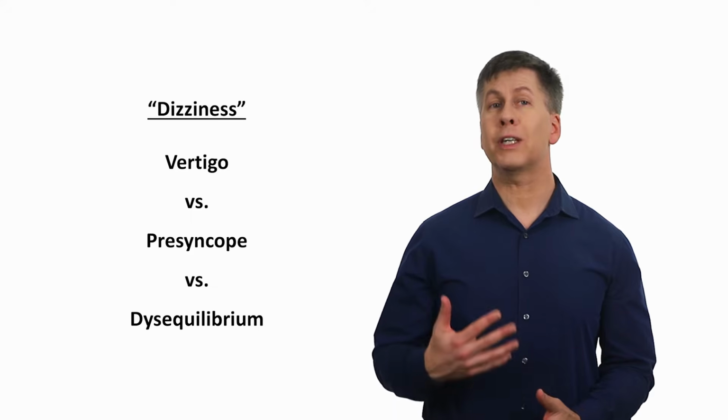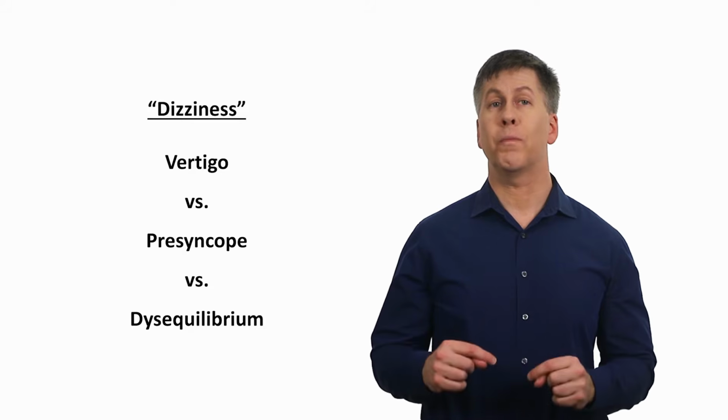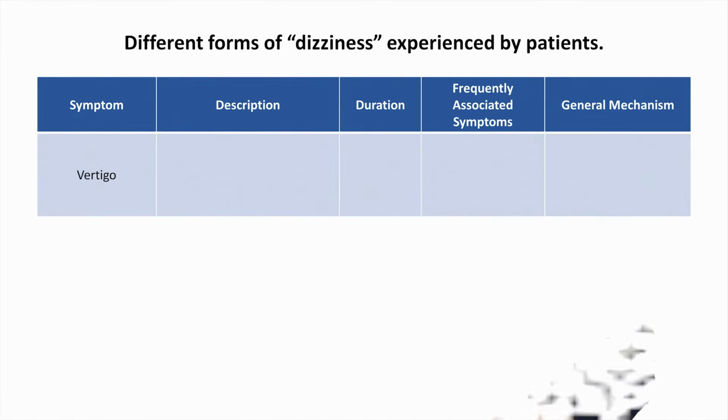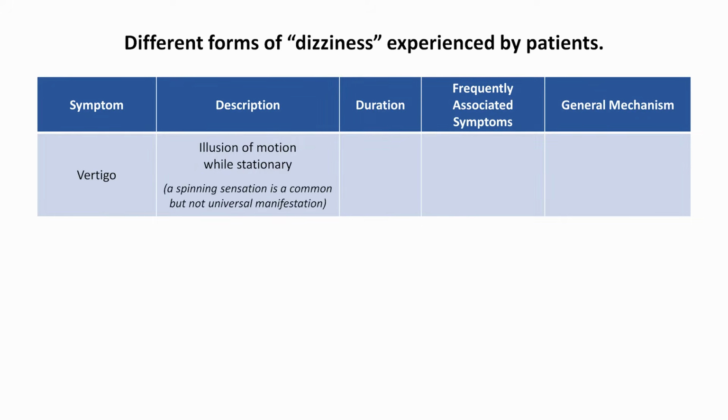I'll start with the primary symptom of interest for this video, vertigo. Vertigo is the illusion of motion while a person is stationary. Most, but not all patients describe a spinning sensation. If you've ever played the game Dizzy Bat, the sensation it generates is vertigo. Vertigo can last as briefly as a few seconds, or it can persist for weeks.